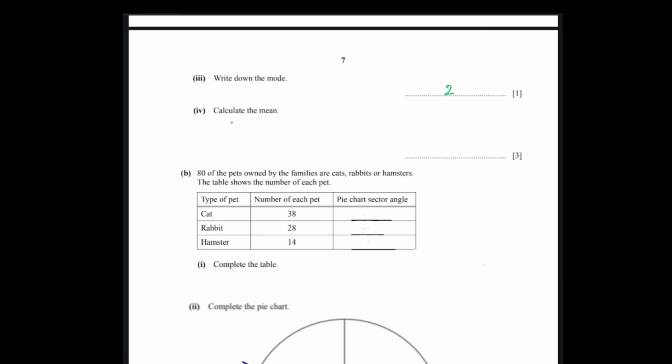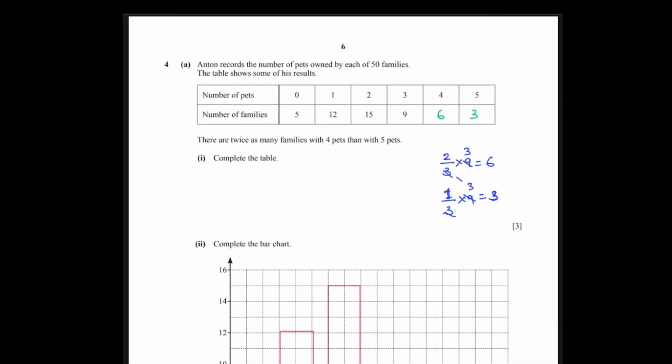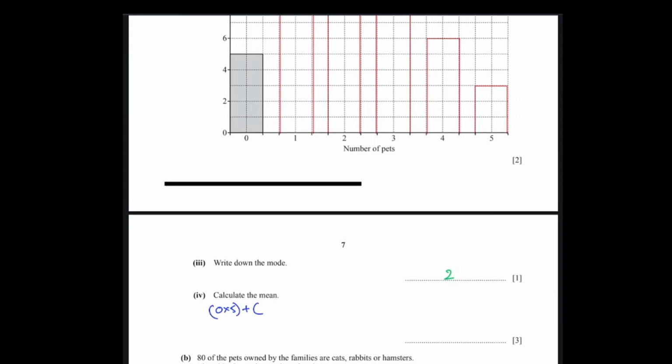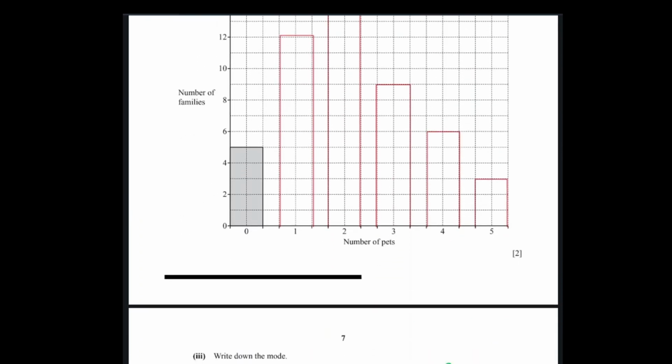Question number 4. Calculate the mean. So for mean you need to do multiplication of these numbers, that is 0 into 5 plus 1 into 12 plus 2 into 15 plus 3 into 9 plus 4 into 6 plus 5 into 3 by total number of families, that is 50. So 0 into 5 you can write down first, or you can directly put it in the calculator. You can do anyway. So 0 into 5 I want to show here to you. So I am writing it so that you will not be confused.